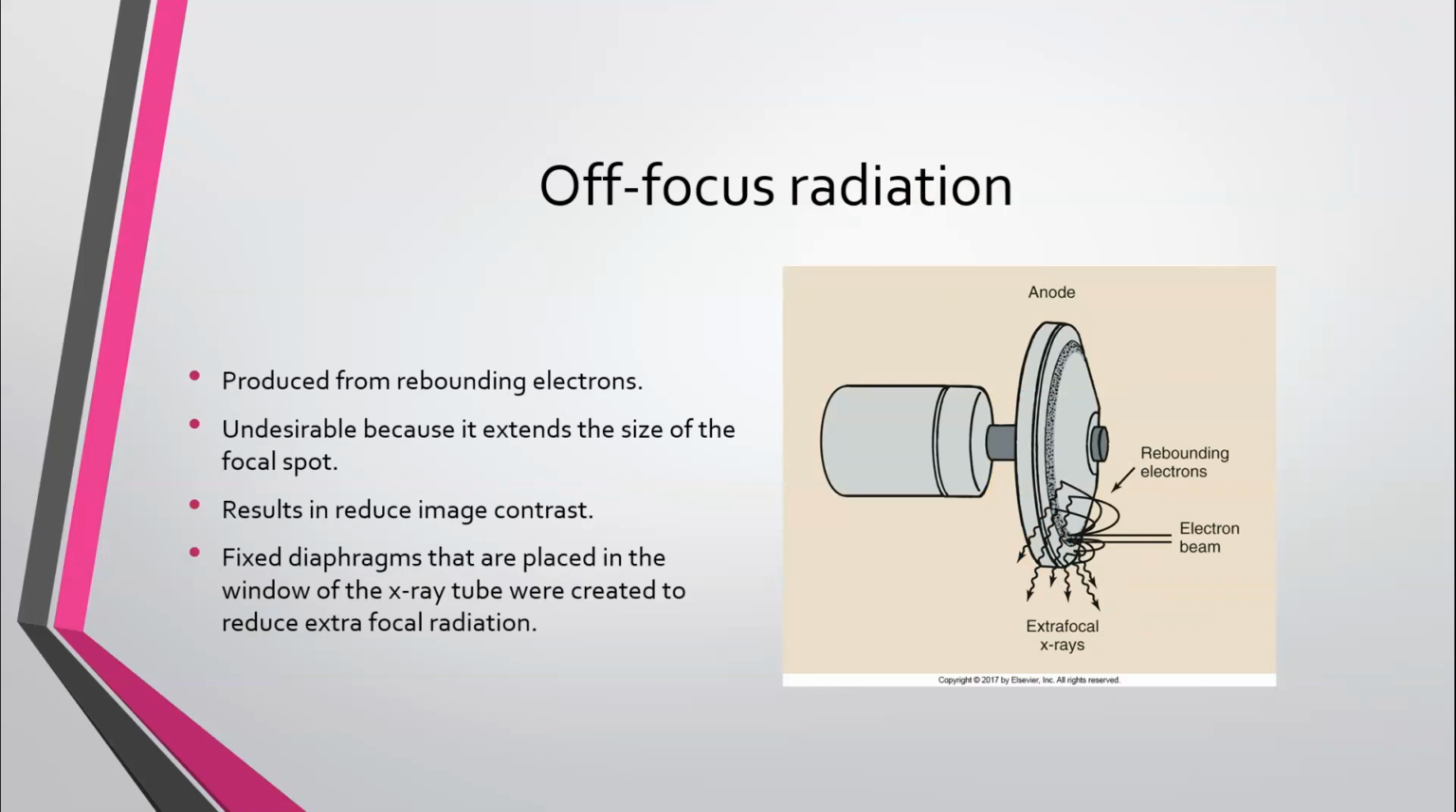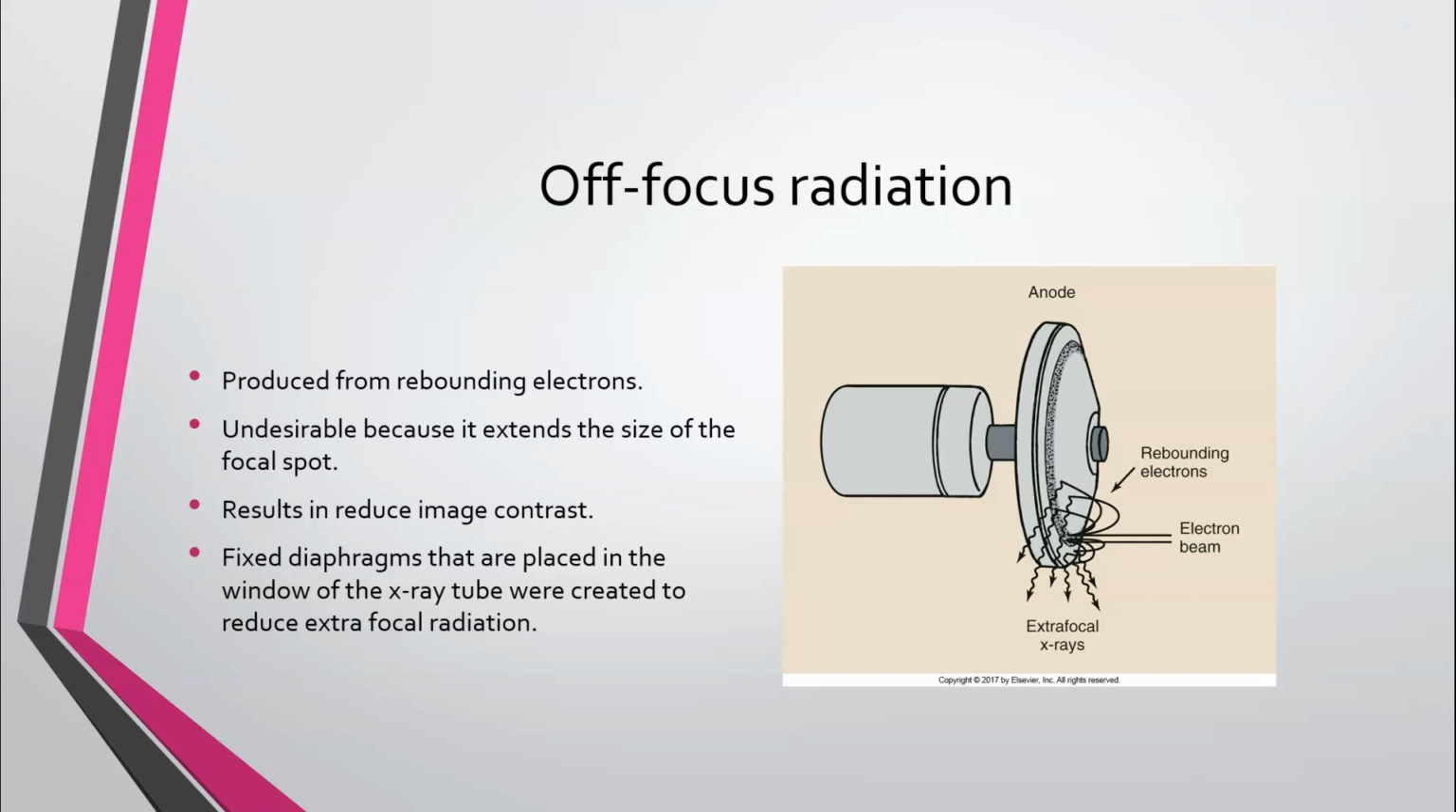Let's talk about off-focus radiation. Now, it's X-rays produced on the anode other than the focal track, okay? Produced from rebounding electrons. Undesirable because it extends the size of the focal spot and results in reduced image contrast.